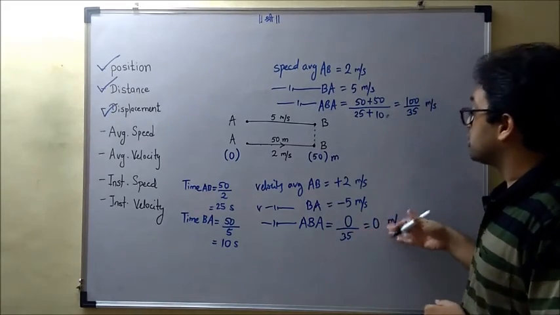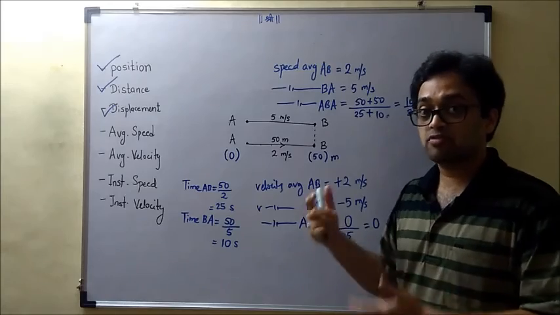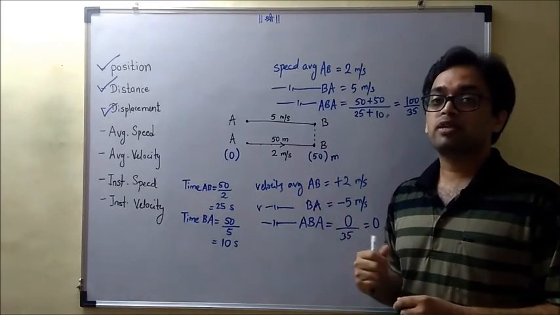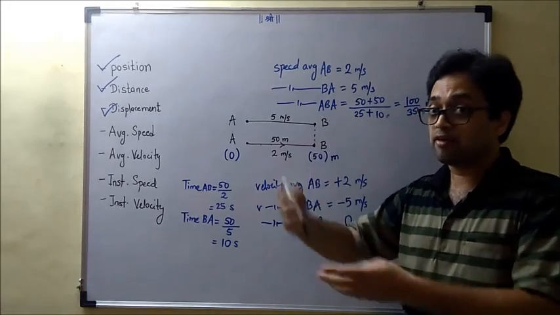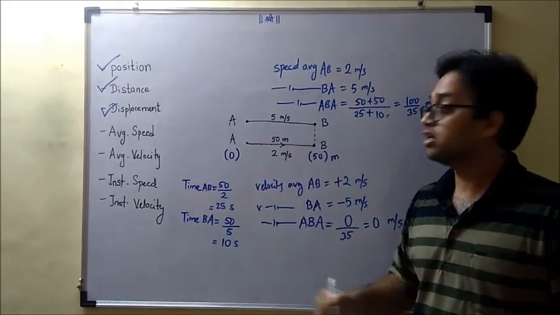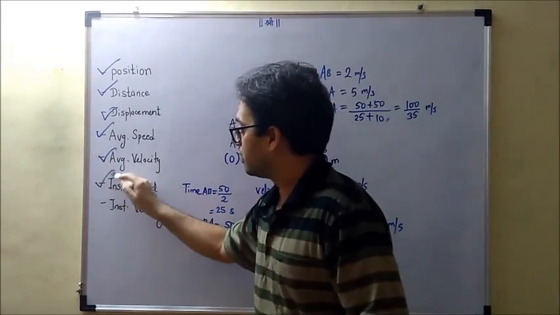And see, average velocity is 0, but average speed is 100 by 35 meters per second. So just like our distance and displacement were different, average speed and average velocity are also different. So now we have covered average speed and average velocity. Instantaneous quantities are already given.